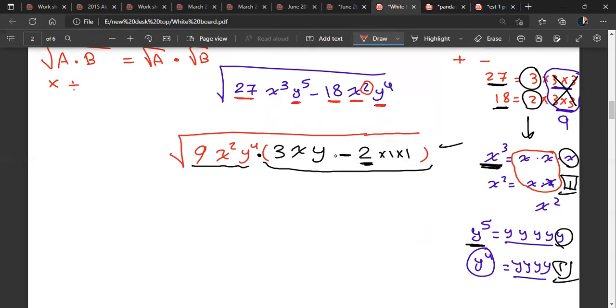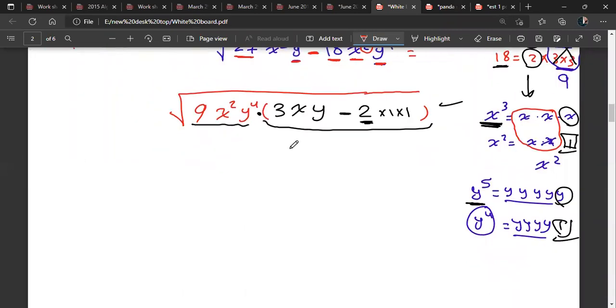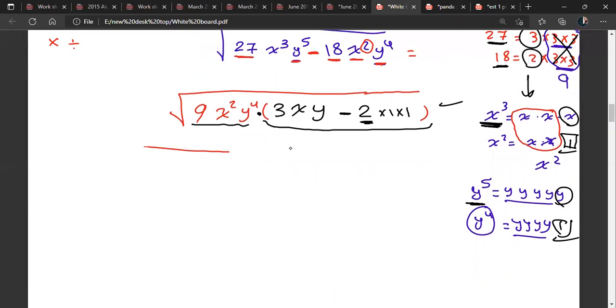So in the beginning here, you can't separate the radical for the first part alone and second part alone if you have subtraction, minus. This does not work, okay? But here it works. Why does it work here? Because we have multiplication. So here you can separate it like this: root of 9x squared y power 4, multiplied by the radical of 3xy minus 2. Is this clear? Yes, it's clear.